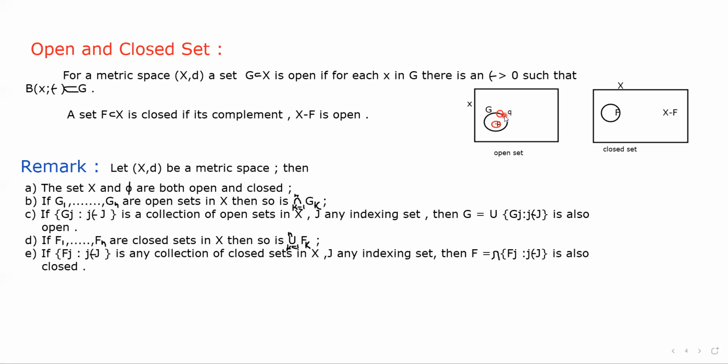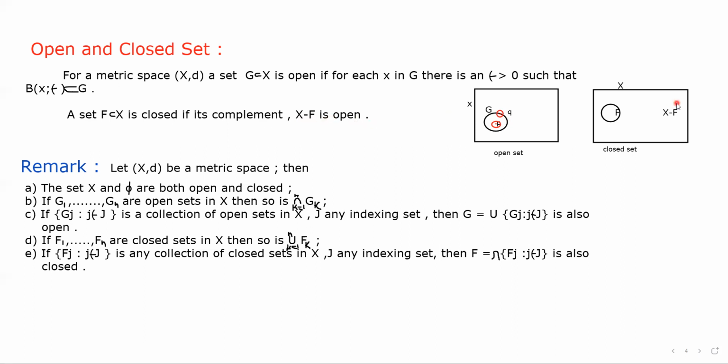So by definition, from this we can say that G is an open set. And from this diagram we can define a closed set. Here the definition says F, a subset of X, is closed if its complement X minus F is open.